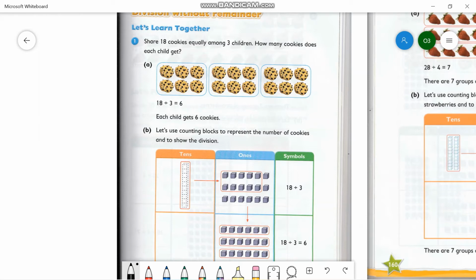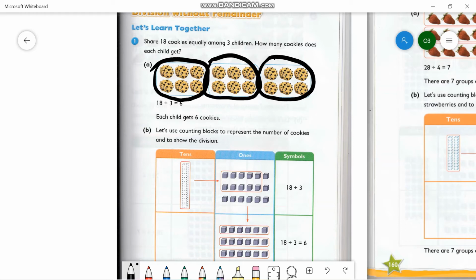So we have to divide 18 into 3 groups. You will see here that there are 3 groups. You have to count how many cookies there are in each group. There are 6. So 18 divided by 3 is equal to 6, right?